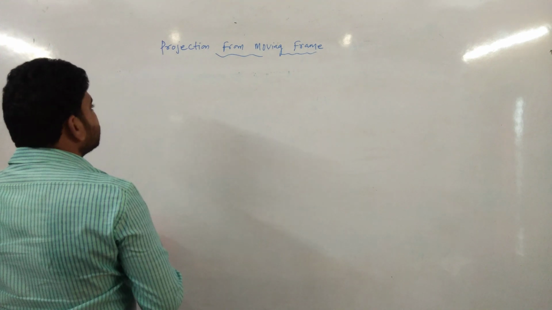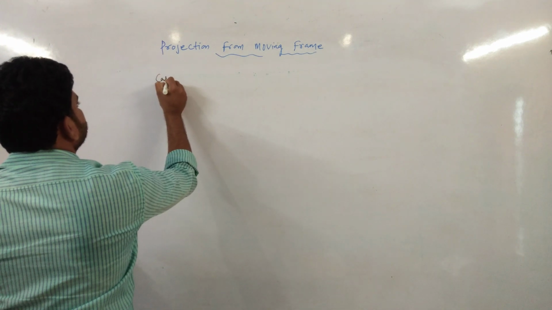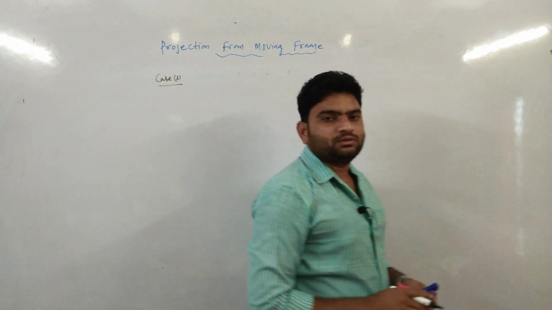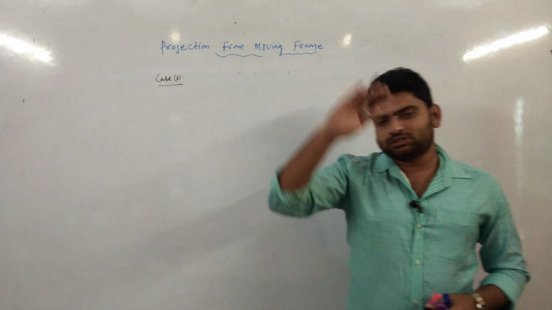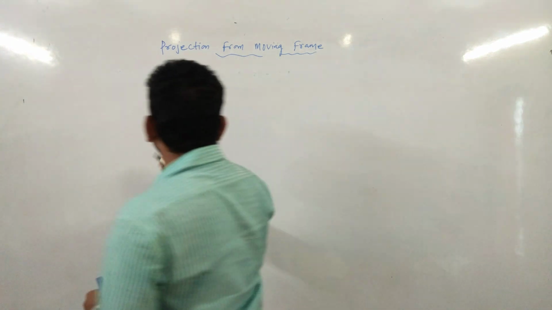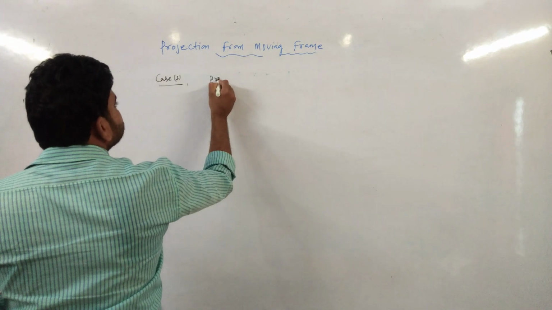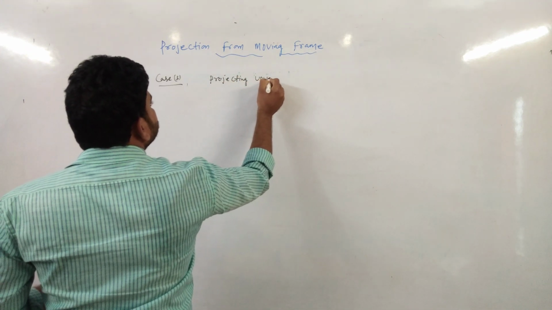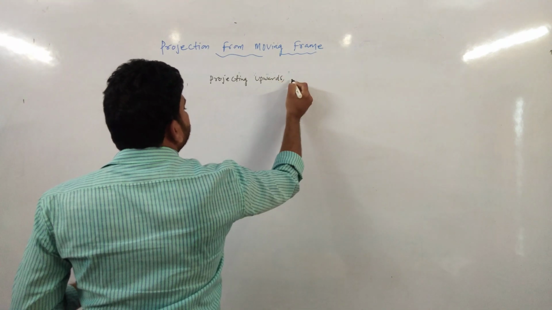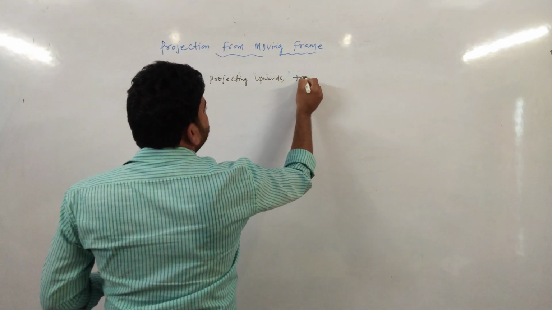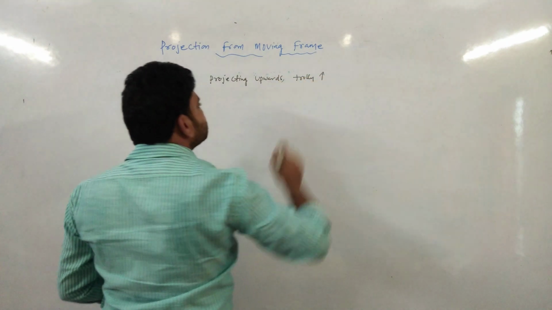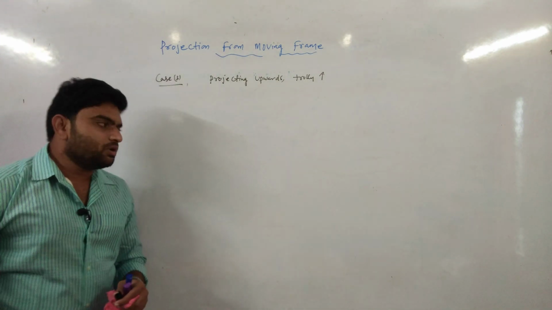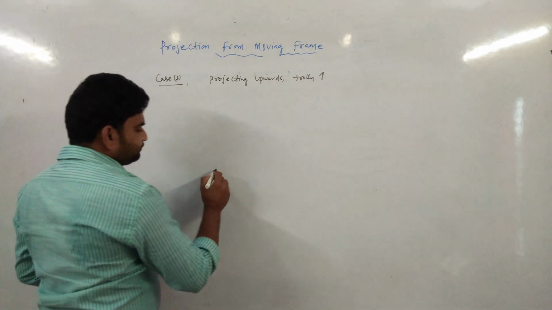So we have case 3 here. As of now we have discussed horizontal motion, and now we will see vertical motion, that is up and down motion. In this case 3, the projection is upwards and the trolley is also moving upwards. So the trolley is moving upwards and the projection is also upwards. We will see how the situation works.